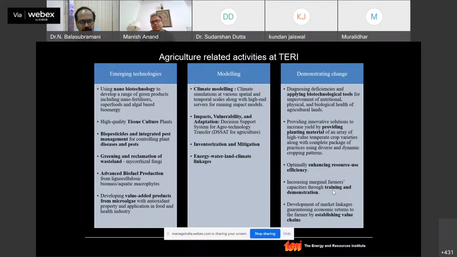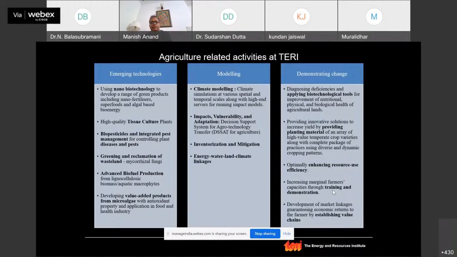with capabilities in research, policy, consultancy, and implementation. We are also innovators and agents of change in the energy, environment, climate change, and sustainability space, having pioneered conversations and action in these areas for over four decades. In the area of agriculture, we have worked in different verticals on emerging technologies, such as using nanobiotechnology to develop a range of green products, tissue culture, biopesticides, and advanced biofuel production.